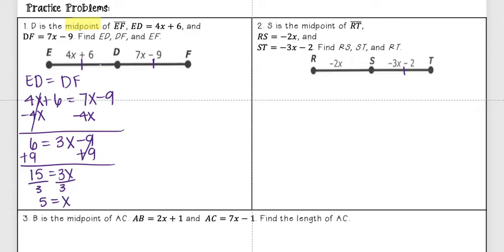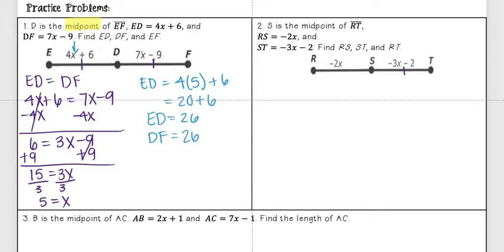So now I'm going to go back and look at what the problem's asking me. The problem's asking me to find ED, DF, and EF. So I need to keep going. So I know ED and DF should equal the same thing, so it doesn't matter which one I plug it into. I'm going to go ahead and plug it into ED. So now I'm going to plug in my 5 for x. So I have 4 times 5 plus 6. Well, 4 times 5 is just 20. And so I get that ED is equal to 26. Well, since I know they're congruent, that means that DF must also equal 26.